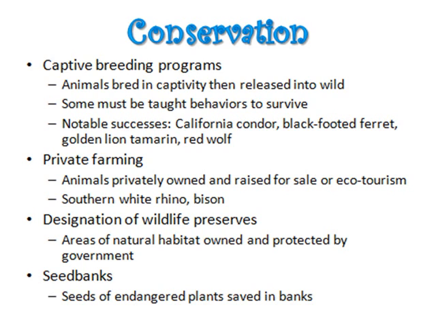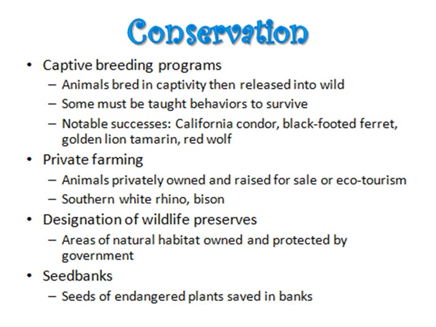Some of the notable successes that have been seen with this program are those of the California condor, black-footed ferrets, golden lion tamarins, which are, I believe, a monkey-type species, and red wolves. I know California condors were very successful in breeding programs.